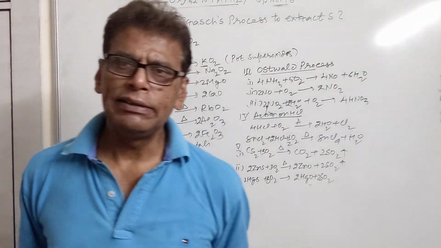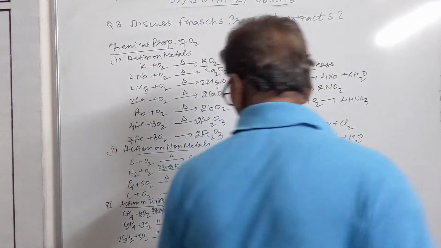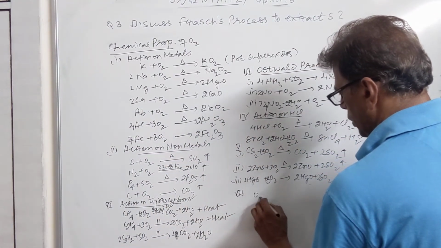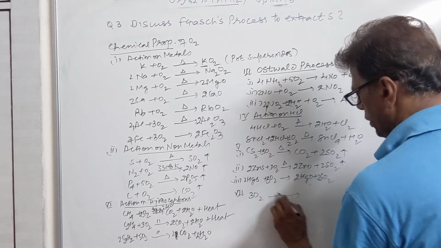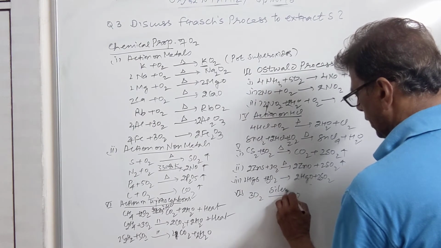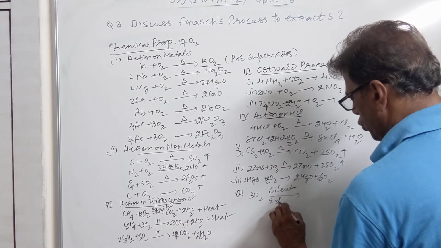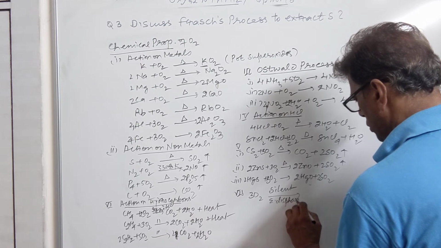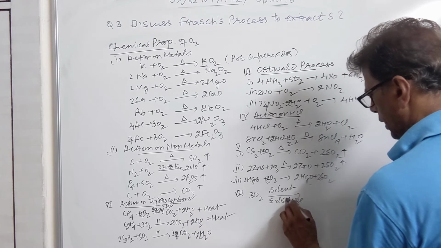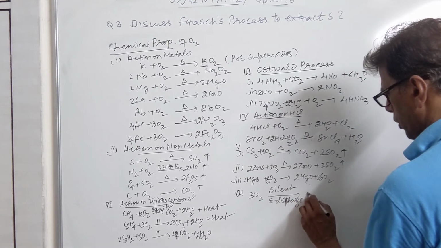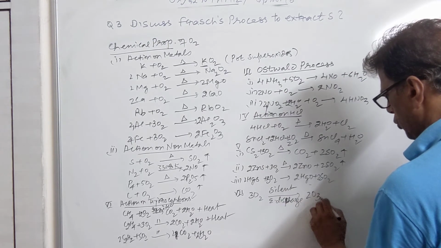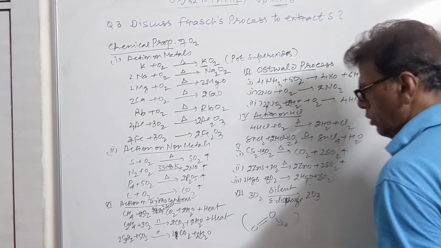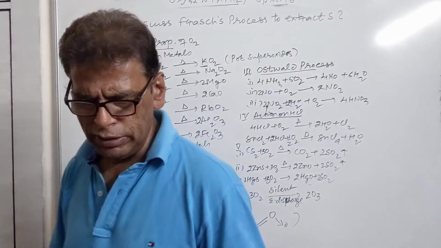Then by passing silent electric discharge through oxygen gas, we can get ozone. We take 3 molecules of it. Passing silent electric discharge means there should be no sparking during the passage of current. Electric discharge will give you 2O3. This is ozone. This is the structure of ozone. So we prepare ozone by this method.